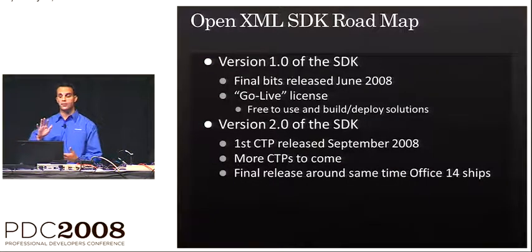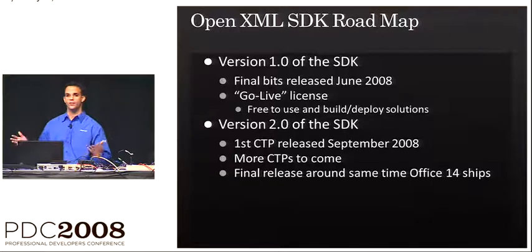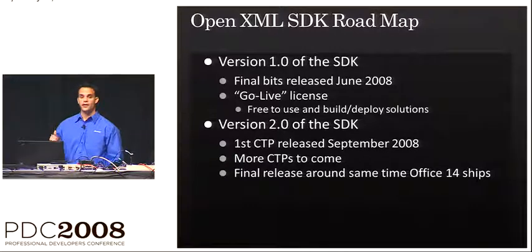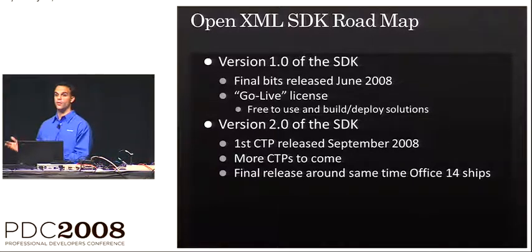So V1 was finally released back in June 2008 with the go-live bits. The final bits are out. You can go on MSDN right now and download it for free. You can create solutions on V1, deploy the solutions freely. V2, we just released the first CTP last month. And we have a couple more CTPs to go, and we're actually pegging the release of the SDK at the same time as 14 ships, Office 14.